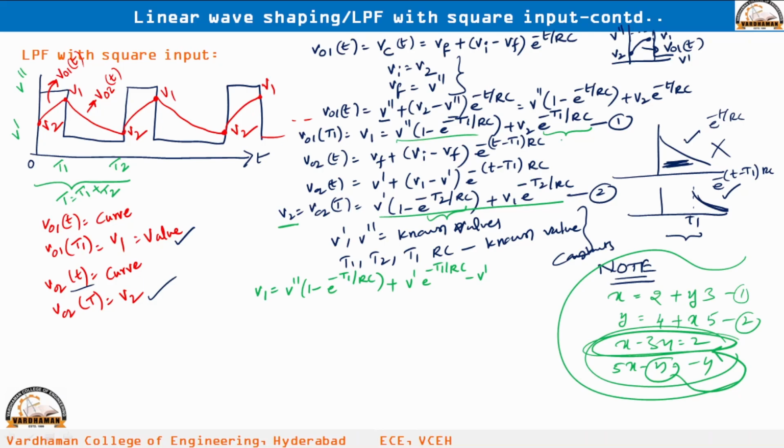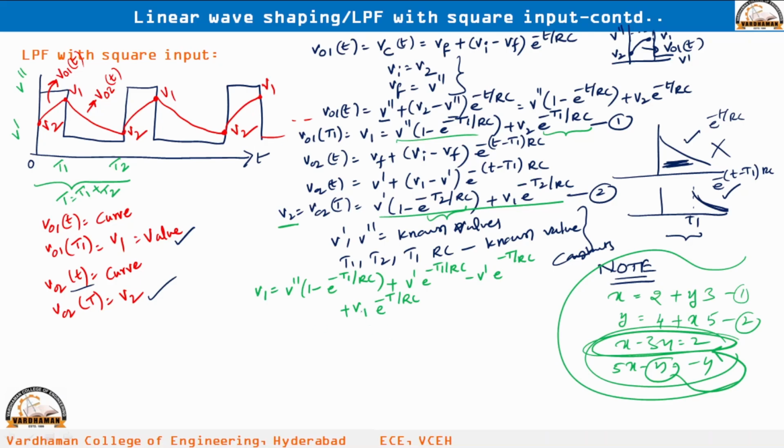Bases are equal, powers will be added. T1 plus T2 means T we will get. So, e power minus T by RC we can write. Next term, in place of V2 we have to write V1. So, V1 plus V1 into e power minus T2 by RC, but here again we have to multiply with e power minus T1 by RC, that means e power minus T by RC, like this we will get.